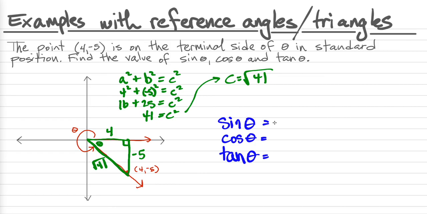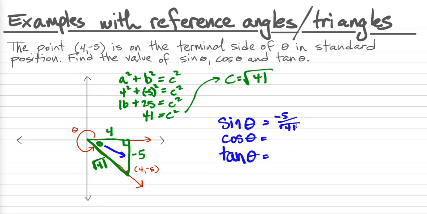Hadley, how do we figure out sine of an angle? If you can't remember which sides, look up on the whiteboard. Yeah, which one? Perfect, yep. So sine is opposite over hypotenuse. So our angle is right here. That's the opposite side. Hypotenuse is always the long one. So it's going to be -5 over square root of 41.